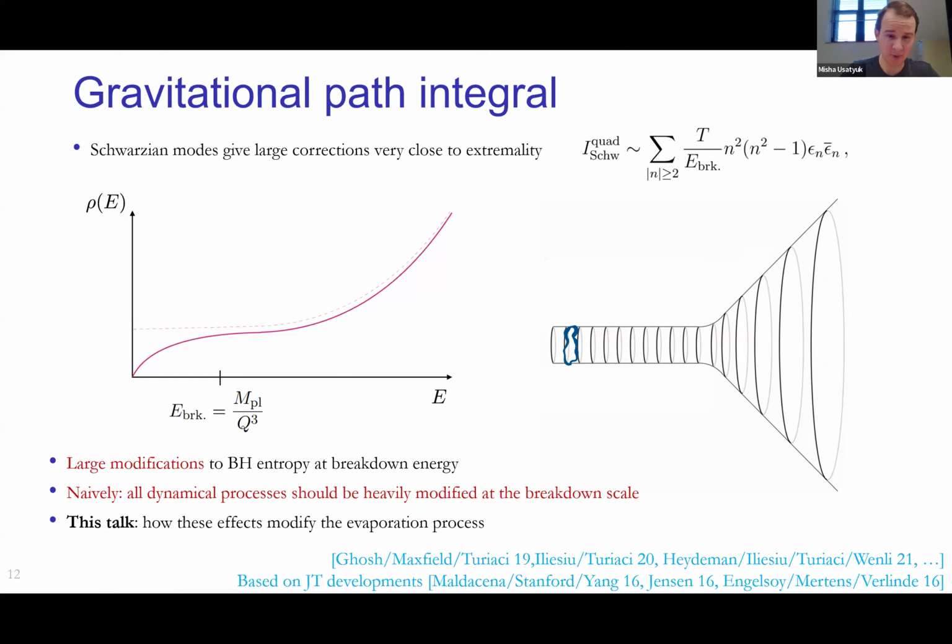One other feature of these Schwarzian modes is that if you look at the metric perturbations and you plot them on the spacetime, they're very close to the Euclidean horizon of the black hole. So they're given by this blue squiggle I've drawn on the plot. So they're very deep in the AdS2 throat.